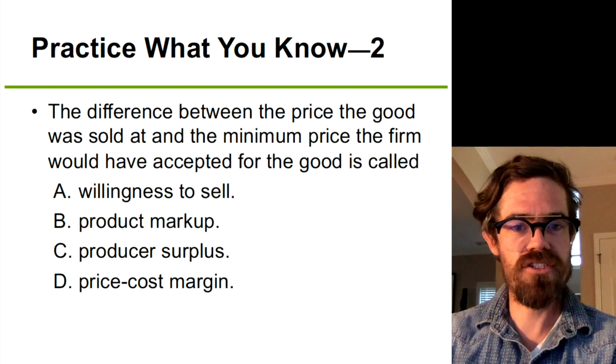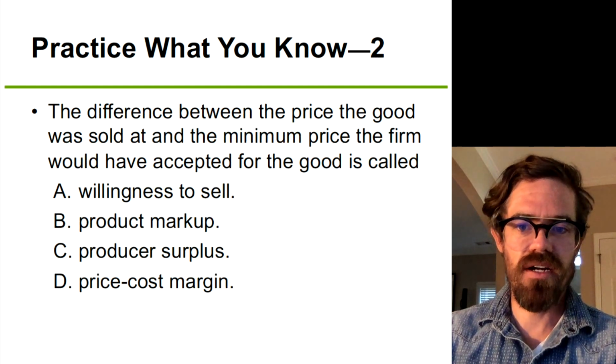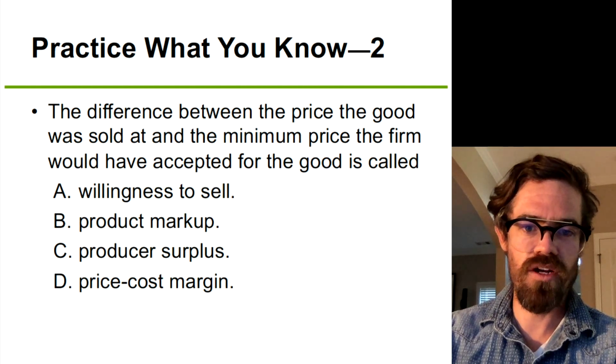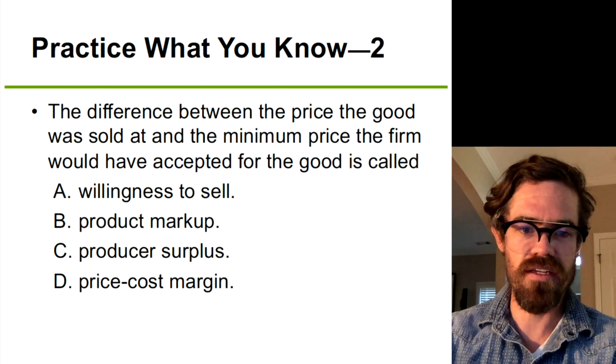And for the second question, the difference between the price that the good was sold at and the minimum price the firm would have accepted for the good is called the producer surplus. Answer C.